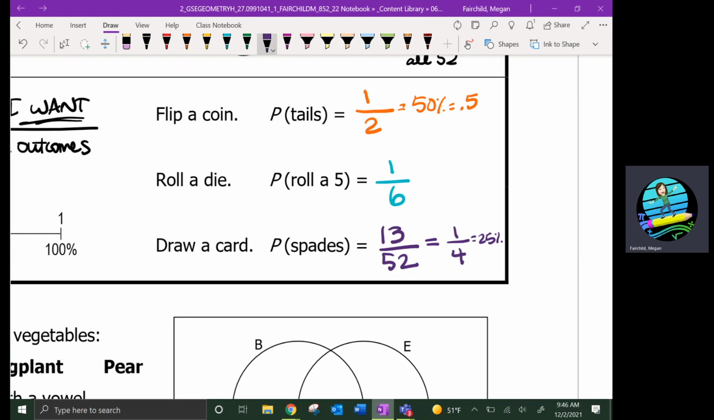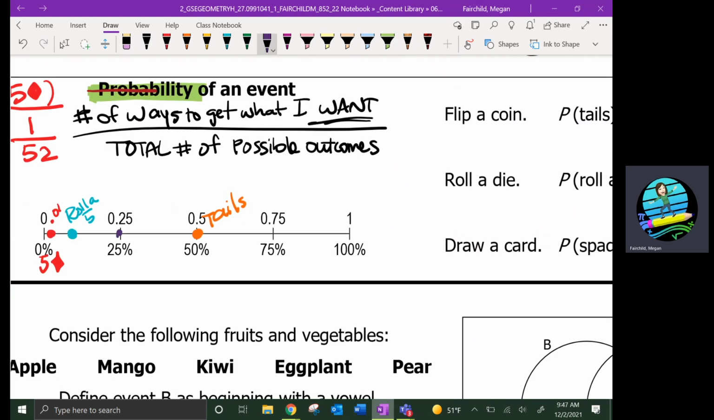So you have a 1 out of 4 chance of drawing a spade. That makes sense because there's 4 suits, right? And they all have equal amount of cards. So on our little diagram, this would be chance of drawing a spade, if I can draw one. Oops, I just messed it up.